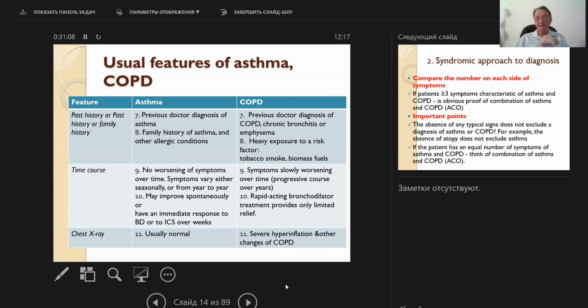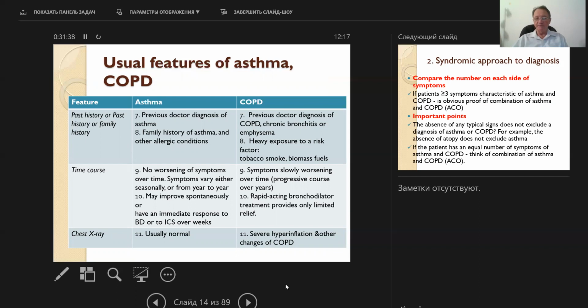Sometimes patients with COPD have a positive reversibility test, approximately 25%. That's why you can't make a diagnosis of COPD only from a spirometry investigation. You should summarize all clinical, instrumental data and response to treatment.